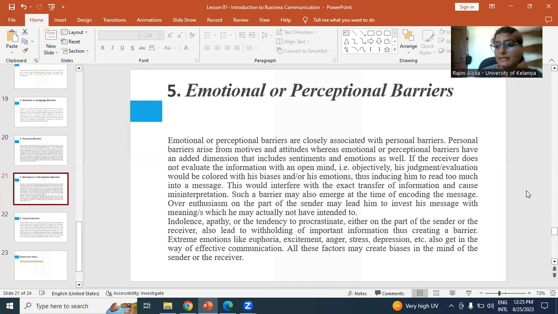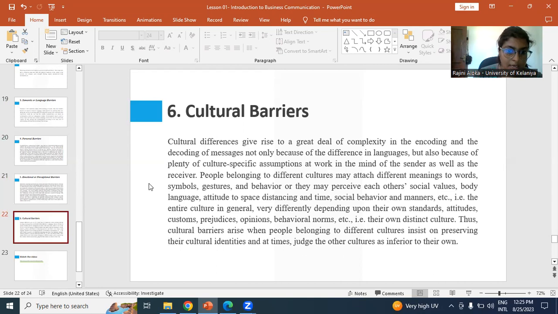Okay, if you are sending a message, if you are too angry, if you always get stressed, that can affect the whole communication system in a team. Okay, finally, we have cultural barriers.